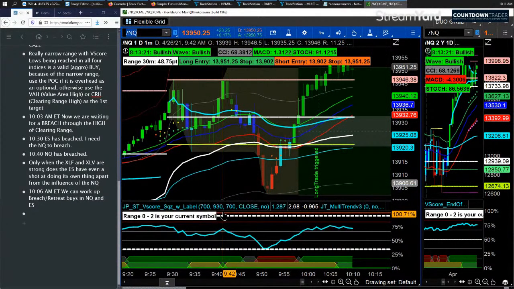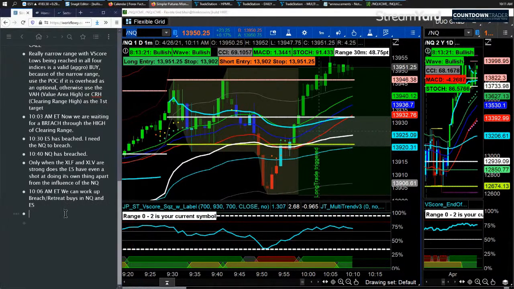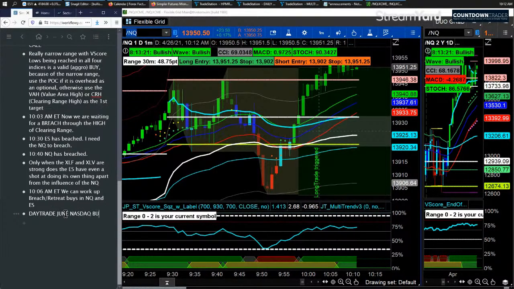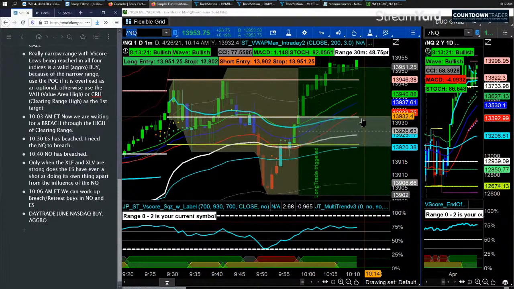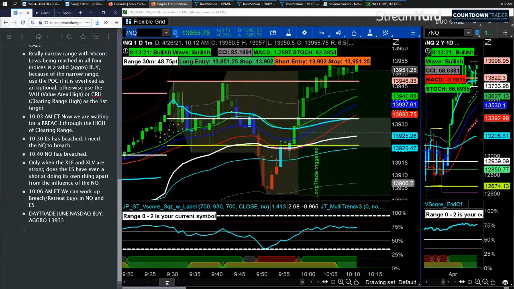All right, so what do I need now? I need to set up a day trade, and you can do this with QQQ too. This is going to be a day trade June NASDAQ buy, which can also be taken with NDX or with QQQ, whatever you'd like. The aggro, the first opportunity to do this is going to be at 13,933. That's going to be my first limit buy.